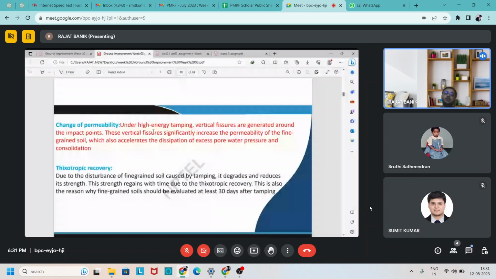How does it change the permeability, or increase the permeability, by vertical fissures? When we apply heavy damping, vertical fissures are developed. Now coming to the thixotropy.